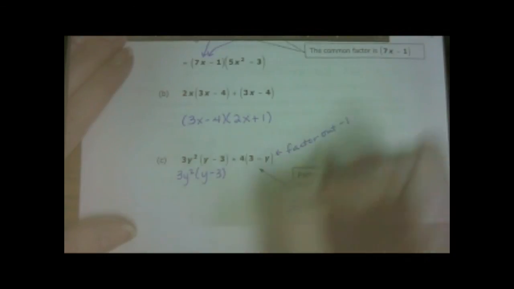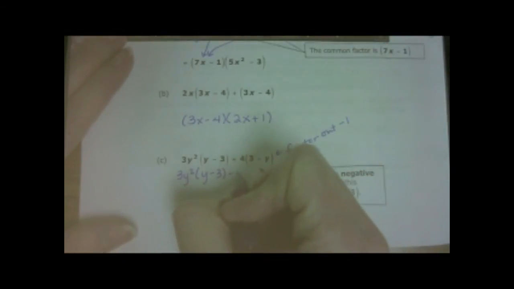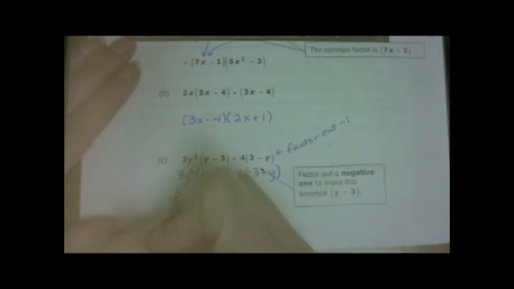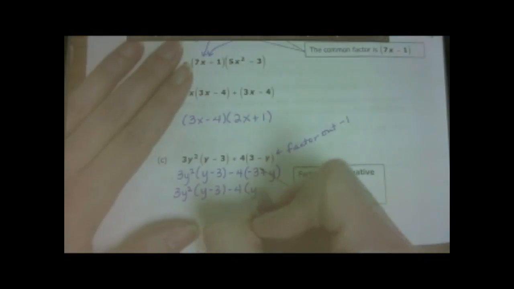So what we're going to have, this part will stay the same. When you factor out a negative 1, this becomes negative 4. And in parentheses, this becomes negative 3 and positive y. Because remember, when we factor out a negative, it changes all the signs inside the parentheses. So really, if I put that in a different order, let's rewrite this. 3y squared times y minus 3 minus 4. And instead of writing negative 3 plus y, I'm going to write positive y minus 3.